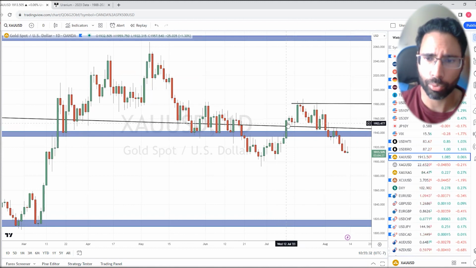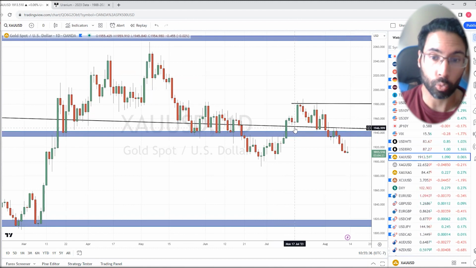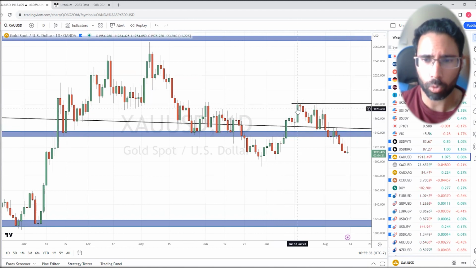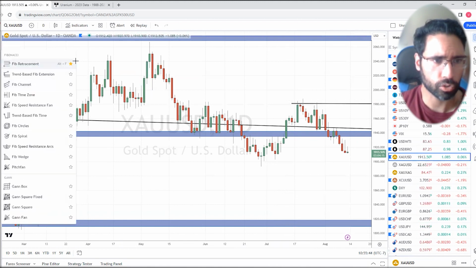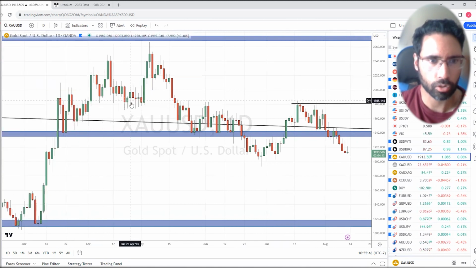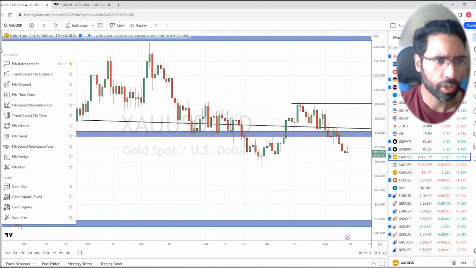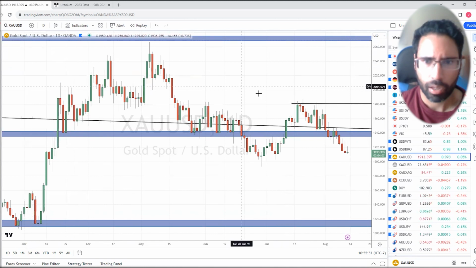We had a nice breakout of 1940, a higher low retest, but gold just could not take out that 1980 zone here. You can see it was actually quite a resistance zone. You can connect the dots, or connect the lows and the highs, and you can see it is a very, very important level.